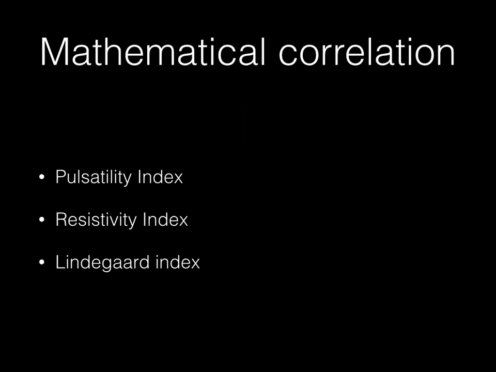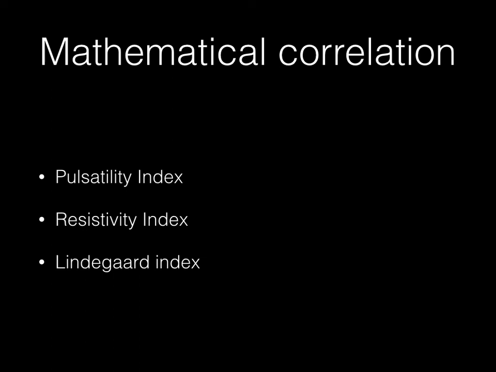Okay, so what are you going to read now? There is a very good mathematical correlation. There are three indexes there. They have been challenged, they have been accepted, they have been rejected. Now, after color coded Doppler, things are becoming better and better every day. Three things you have to read: pulsatility index, resistive index, and Lindegaard index. This is what you read.